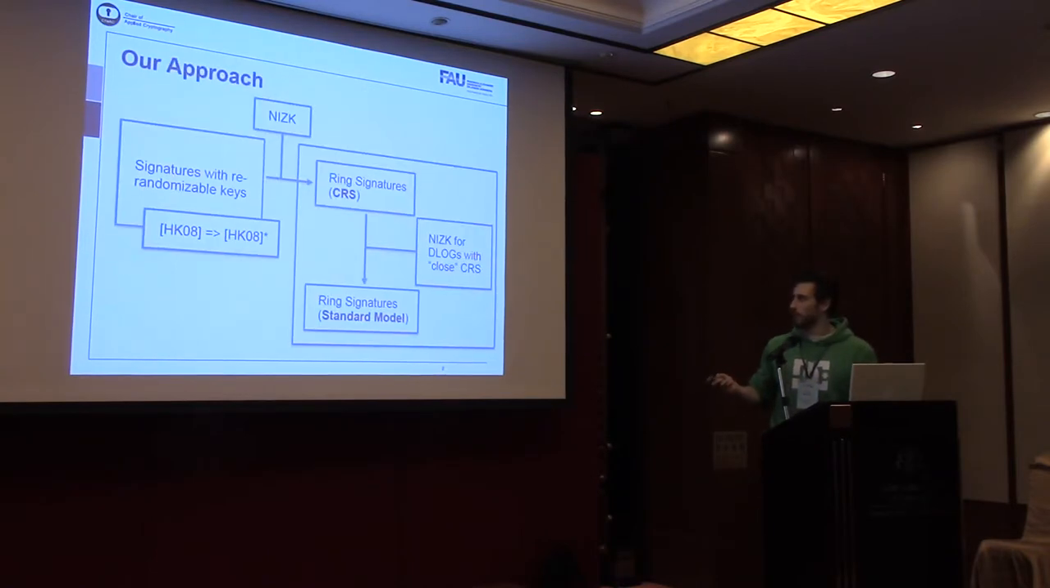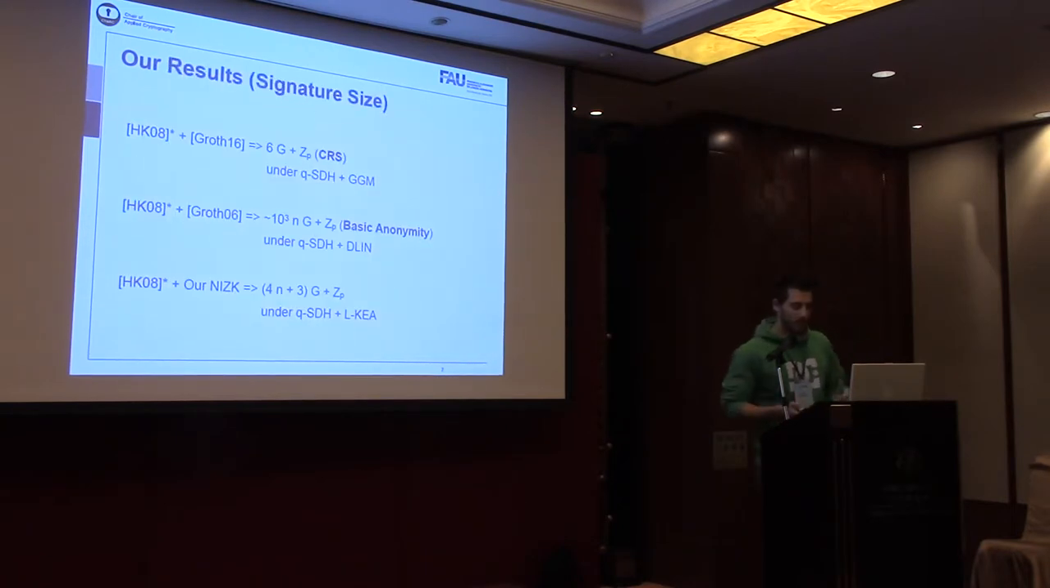As you can see, we have several building blocks, so signature with re-randomizable key and non-interactive zero knowledge. Depending on how we instantiate those, we get different results, right? So this, as I mentioned before, is our main result. The slightly modified version of Hofheinz Kiltz plus the non-interactive zero knowledge that we introduce gives us a scheme with 4 times n plus 3 group elements plus 1 integer. This is inherited from the scheme here, where n is the size of the ring.